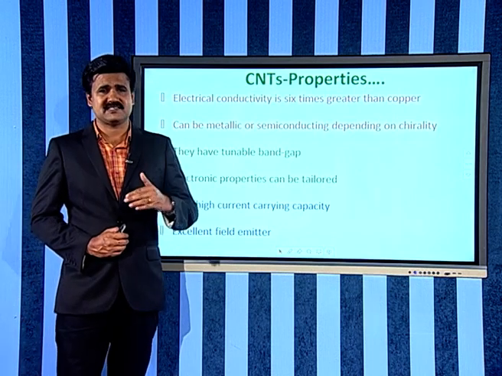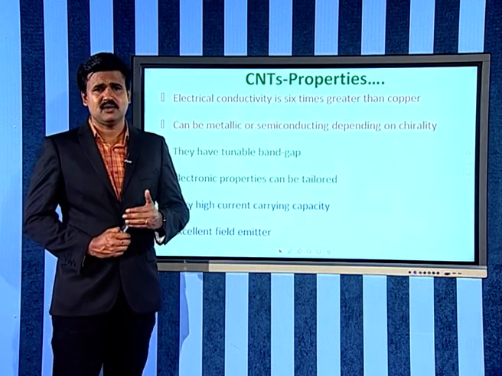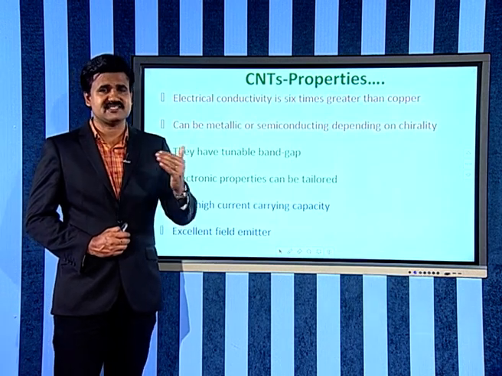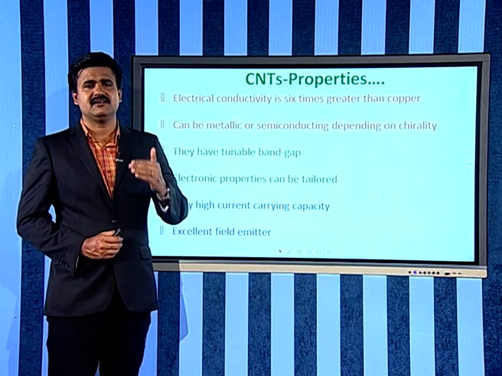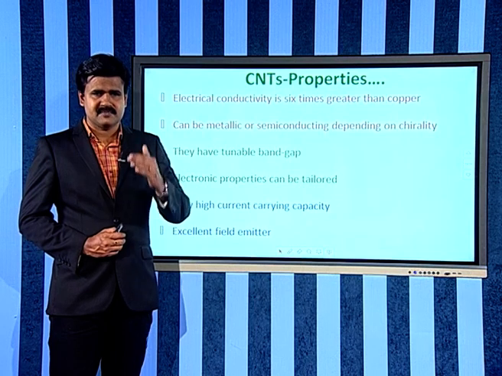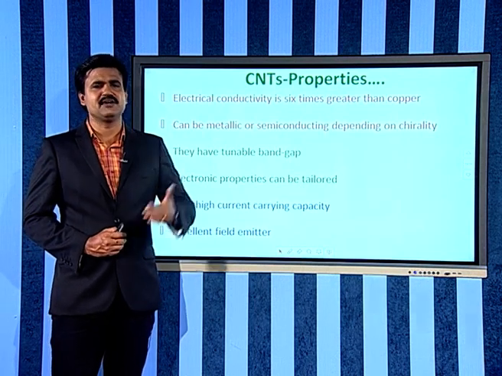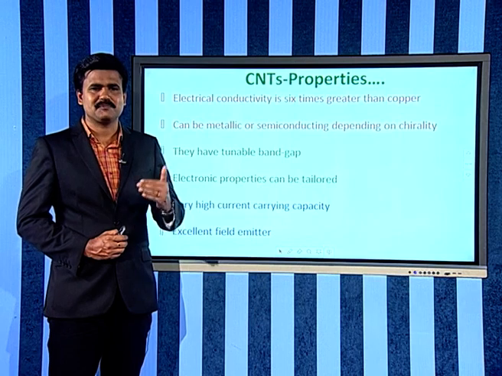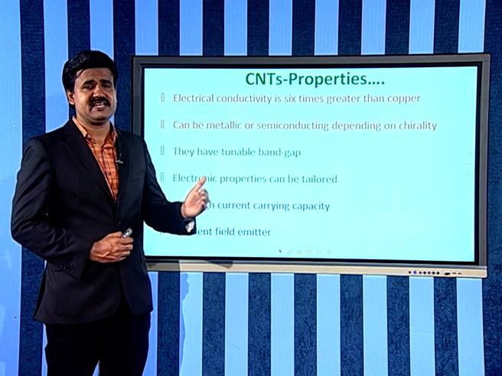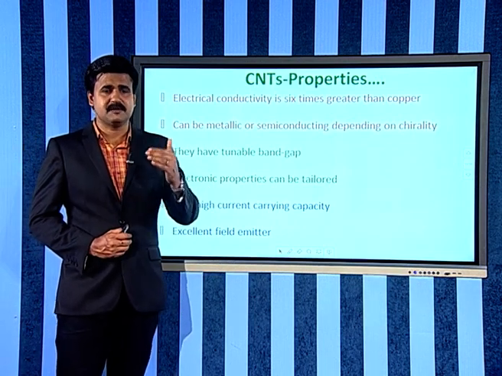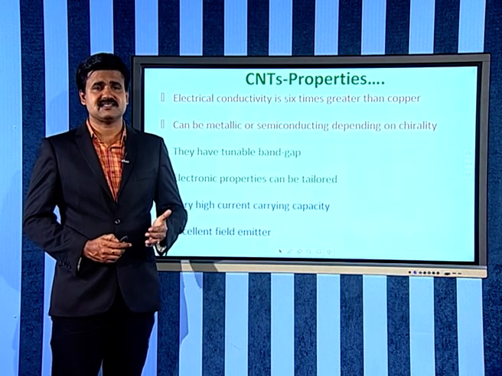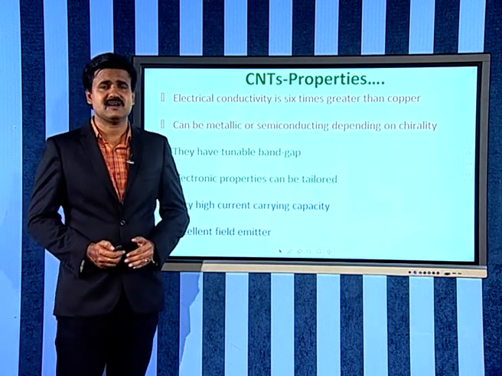Carbon nanotubes can be metallic or semiconducting depending on the chiral nature of their structure. They have tunable band gap. Carbon nanotubes can be tailored for different electronic properties. They have very high current carrying capacity. They can perform as excellent field emitters. These are some important properties of carbon nanotubes.